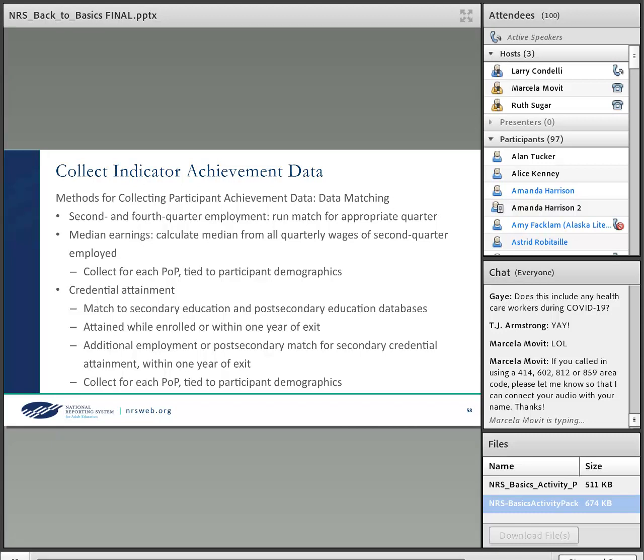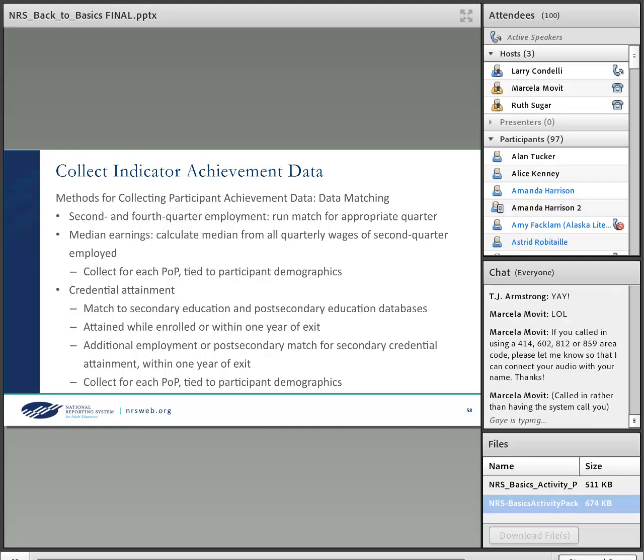For the credential attainment, that's a lot more difficult in that there is no single data source. There's an employment database that your state has, the unemployment insurance database, or other databases with employment data, but there's no single database for the credentials. So that's a little tricky. But again, if you can develop some matching agreements with some agencies, maybe your key community colleges or your agency that awards the high school equivalency diplomas, that will help you.